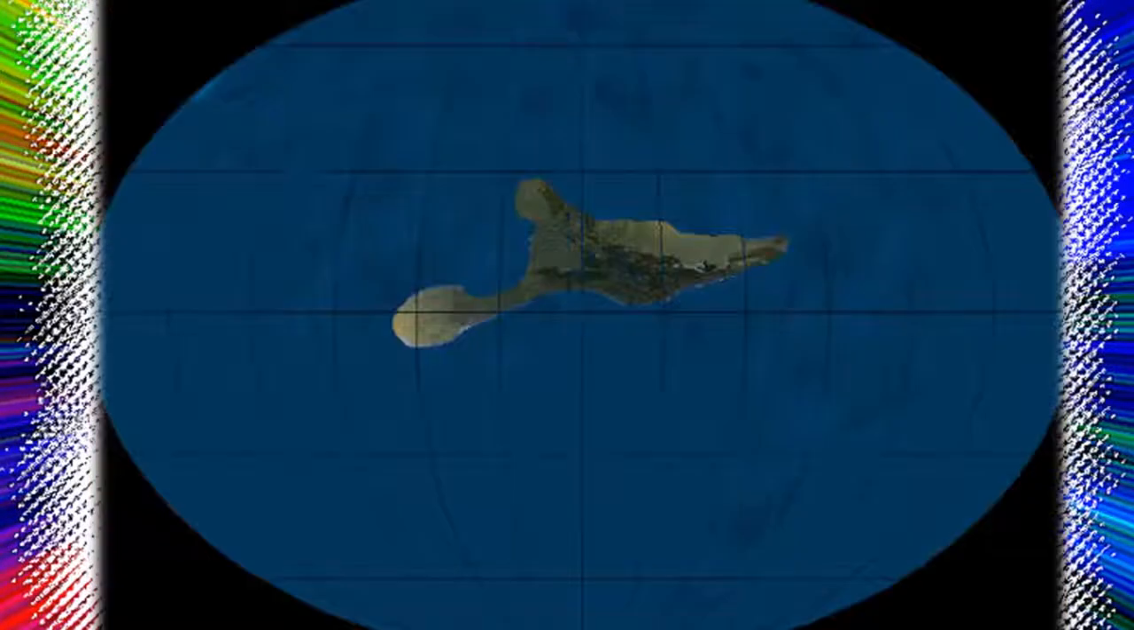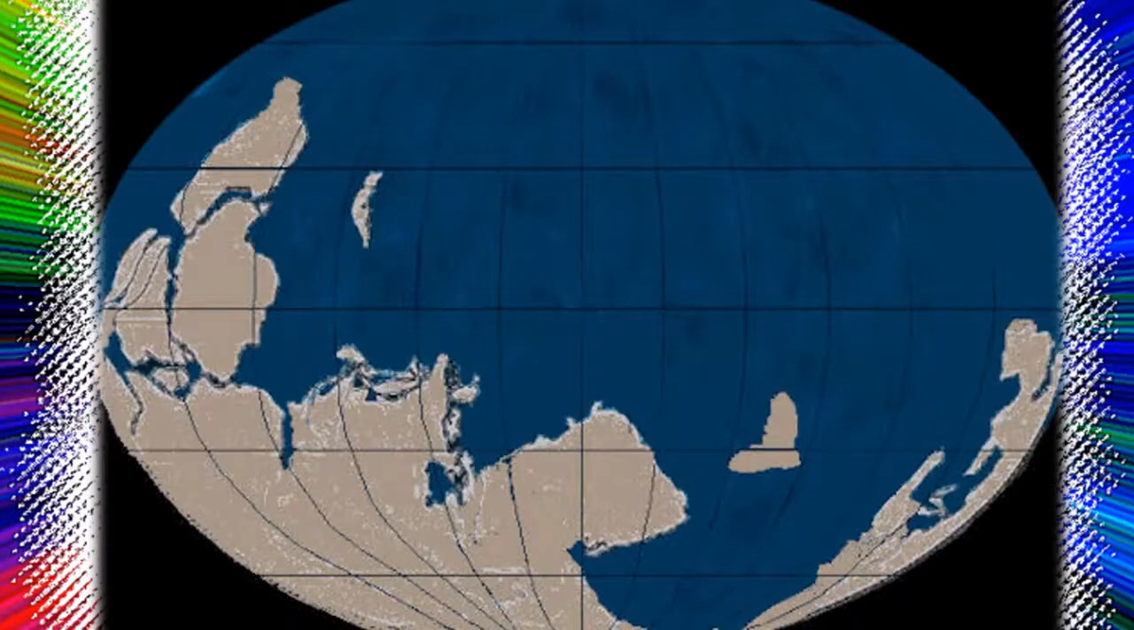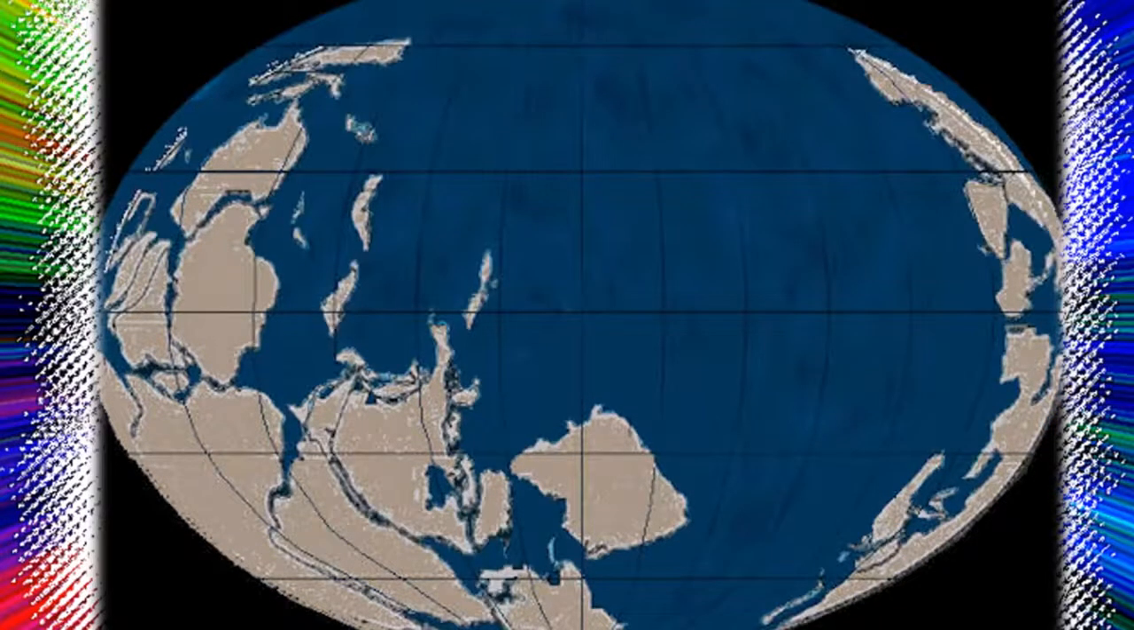Trenches may border continents, as in the case of Western Central and South America, or may occur in mid-ocean, as, for example, in the southwestern Pacific.